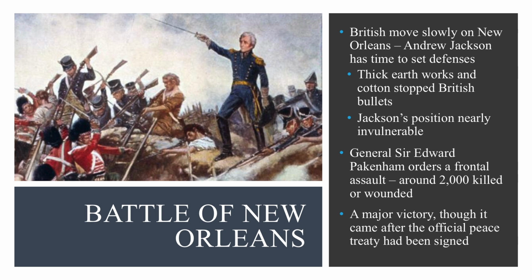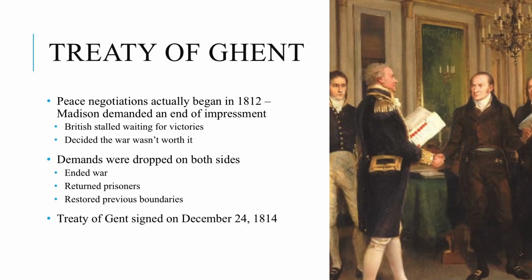Much like the start of the war, which began because it took too long for information to make it across the Atlantic Ocean, the end of the war did the same, and the Battle of New Orleans was fought following the end of the war itself. The war ended in 1814 with the signing of the Treaty of Ghent. Peace negotiations actually began in 1812 before hostilities had even broken out. Madison demanded an end to impressment. However, the British stalled, waiting for victories to give themselves the upper hand in negotiations. Eventually, they decided that the war wasn't worth the cost.